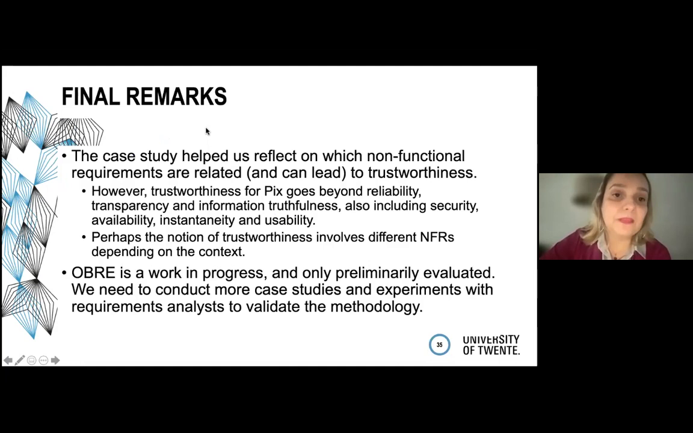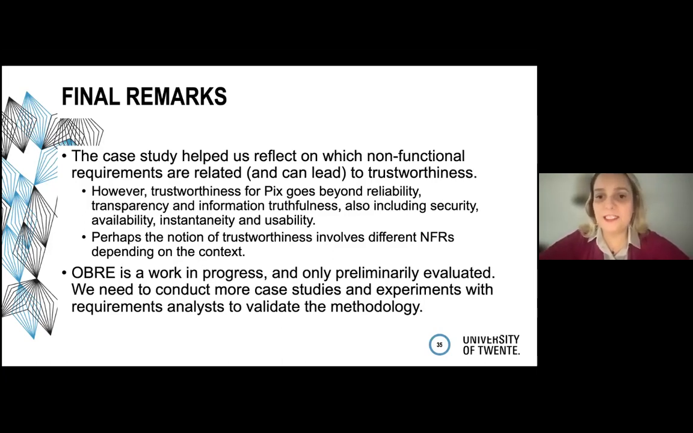And some final remarks. This was a very useful case study for us, because it made us realize what would be related to trustworthiness. As I said before, intuitively in the beginning, we said, okay, if we have reliability, transparency, and truthfulness in the information exchanged by the system, that should be enough. But then we saw that, okay, there's more to it.